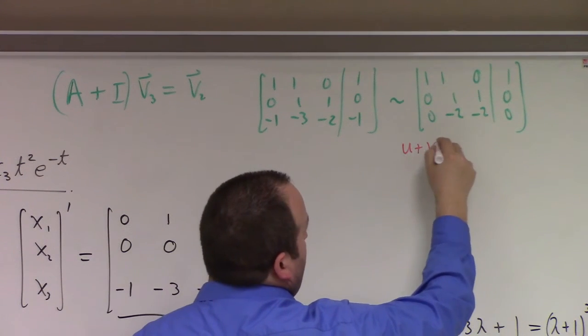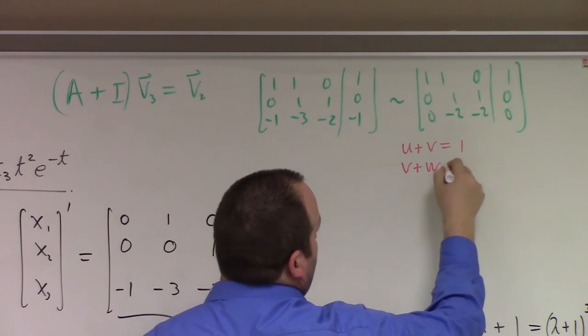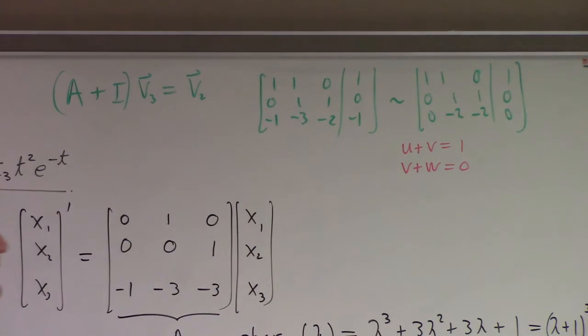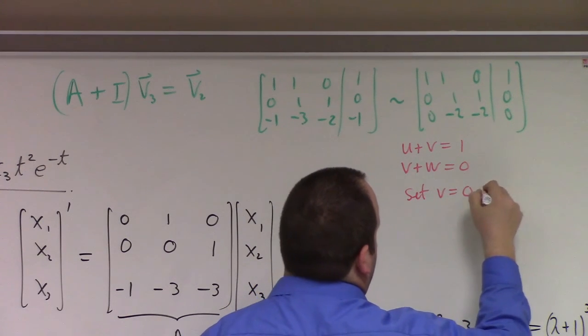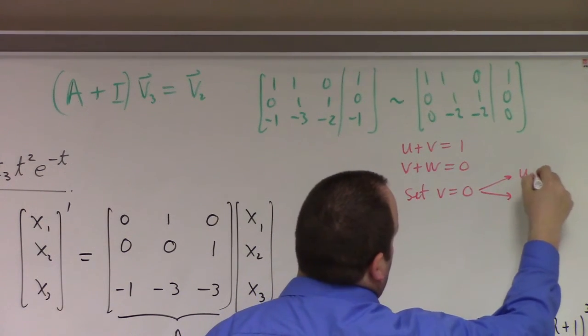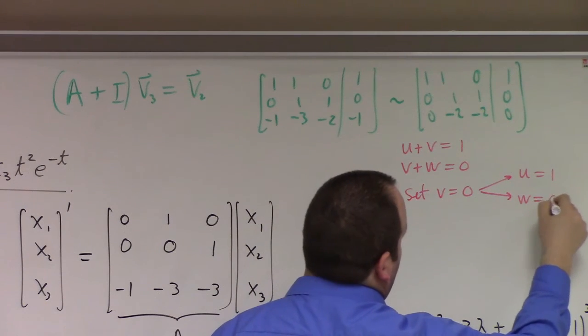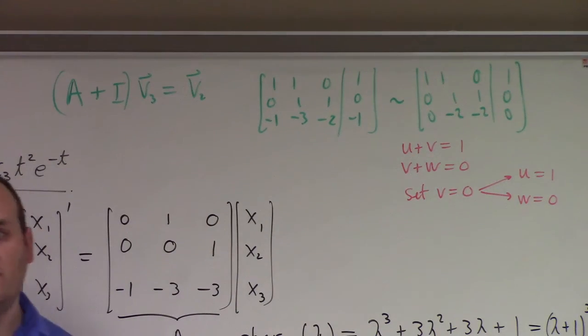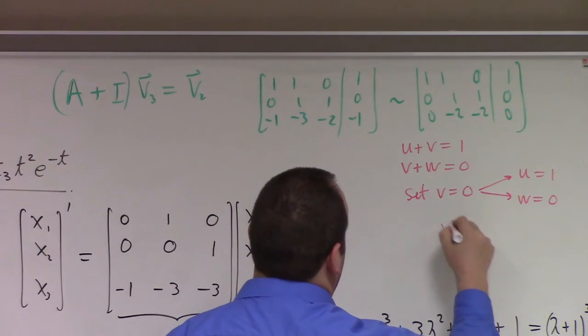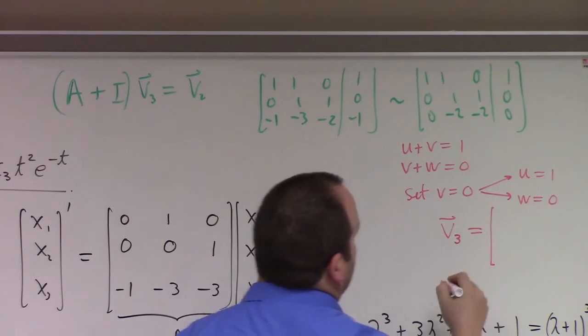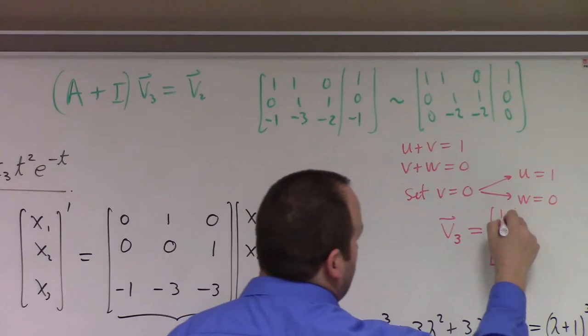I've got u plus v equals 1, and I've got v plus w equals 0. It looks like I can still get away with choosing v equals 0, right? If I set v equals 0, that says u equals 1, and w is equal to 0. I have to be careful. I can't make a choice which gives me the 0 vector. That would not be allowed. And so anyway, long story short, we have v3, which is 1, 0, 0.